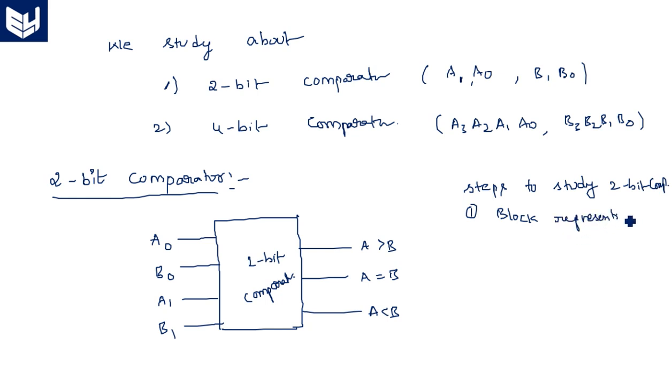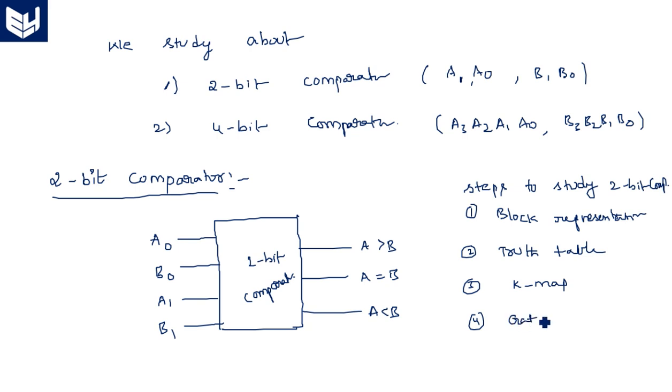That is what we have done now, representation. And the second one is truth table. Truth table is very easy and important also, because from that only we go for the K map. And the third one is K map to get the Boolean expression.